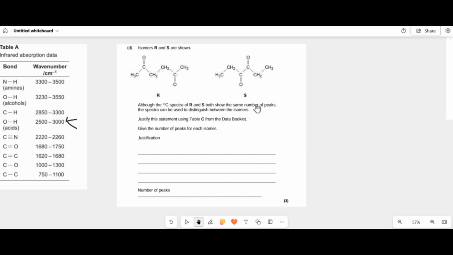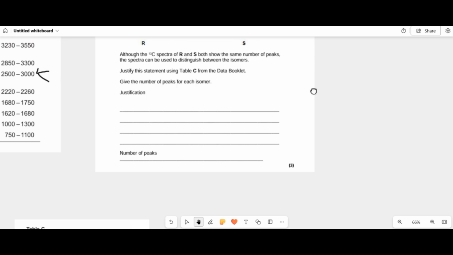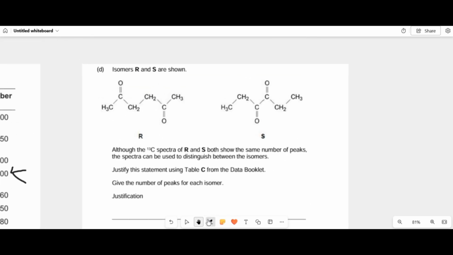Let's use logic. How many peaks? So how many different environments are there, okay? This is one environment, okay? Can we all agree on that, yeah? This is a second environment, okay? This is a third environment. This is the same as the one before it. So this is also environment number 3.